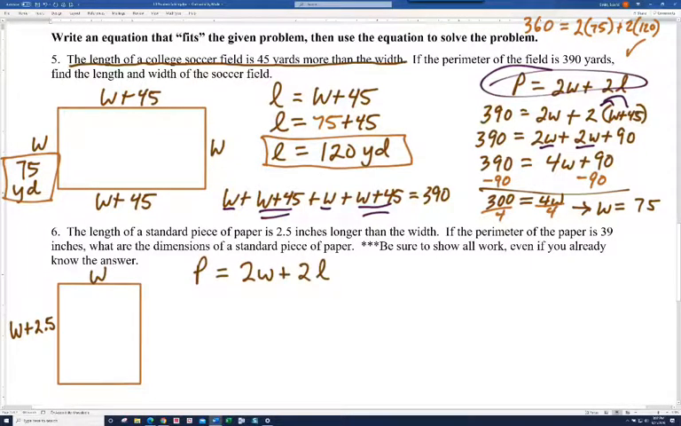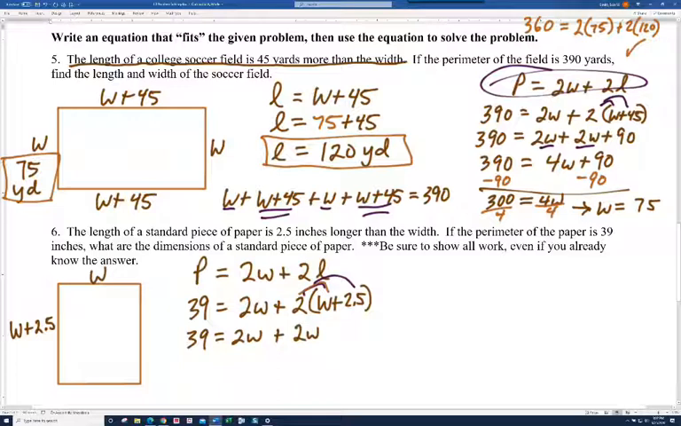And so let's go ahead and write down our formula for perimeter. We have 39, our perimeter, is equal to 2 times the width, which we called W, plus 2 times the length, which we said was W plus 2.5. So let's go ahead and simplify. We're going to want to distribute here. And so we get 39 is equal to 2W plus 2W plus 2 times 2.5 is 5. So 2W and 2W, that's going to be 4W. And then don't forget about the plus 5.